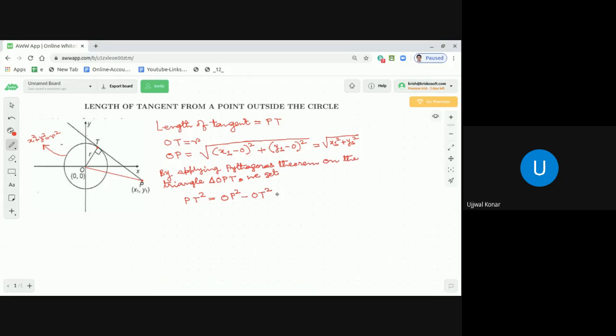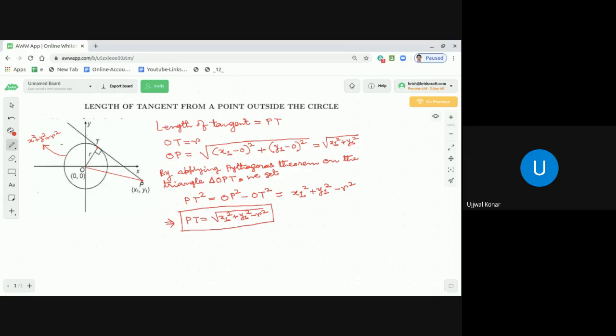So what is OP square? OP square is equal to x1 square plus y1 square. And what is OT square? That is r square. And this implies PT is equal to square root of x1 square plus y1 square minus r square. That is the length of the tangent to a circle x square plus y square equal to r square, when the tangent is drawn from the point P, x1 comma y1. Obviously the point P is outside the circle, otherwise you cannot draw the tangent.